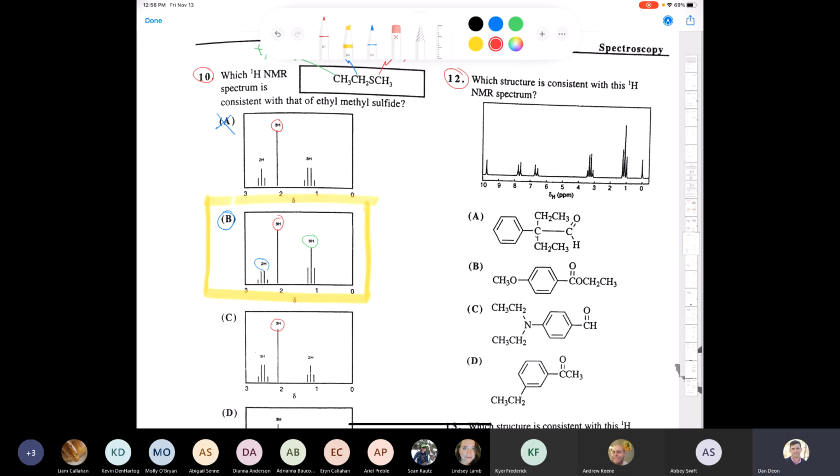All right, I got a few different answers here. A couple of things. First thing is when I have a signal that's at 10 parts per million, this comes from an aldehyde. Right? A carboxylic acid hydrogen is around 12, but an aldehyde comes around 10 parts per million.